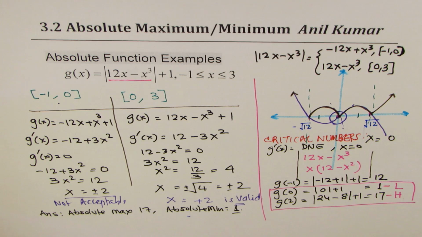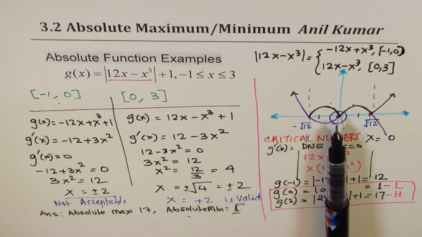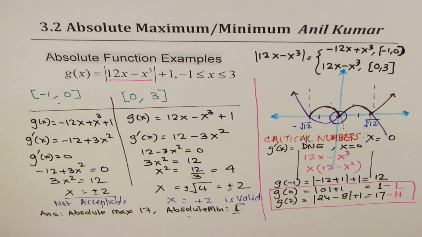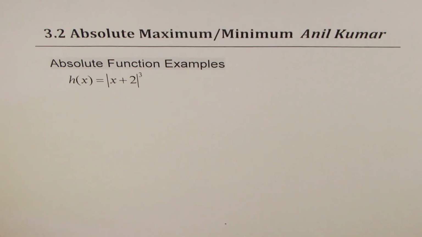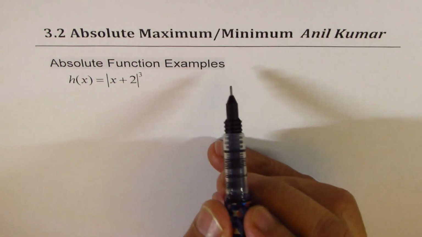Is that clear? So that is an example using absolute functions, and I hope you find it interesting that we did use the point where the derivative did not exist. And that's critical. Otherwise, you lose half of the answer. Perfect? Okay, so there's one more question to go. So let's take the next question now. This is the last example on absolute maximum and minimum.